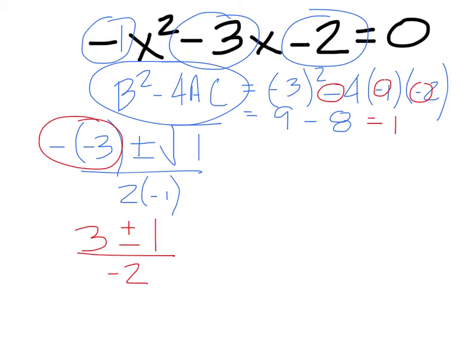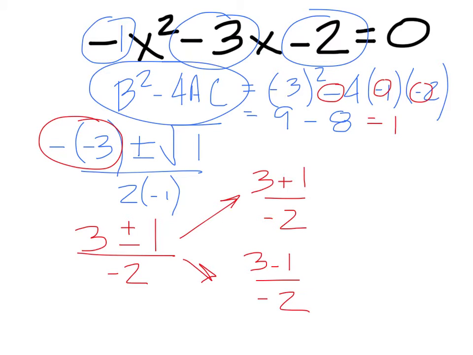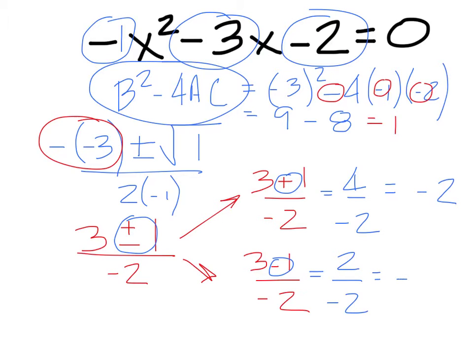So you have 2 problems you must do. You must do 3 plus 1 over negative 2 and 3 minus 1 over negative 2. Alternate the sign, that's what the plus or minus means. And we alternated it here and here. So on the top, 3 plus 1 is 4. Divide it by a negative 2 and you get negative 2. On the bottom, 3 minus 1 is 2. Divide by a negative 2, you get a negative 1. So the answers are negative 2 or negative 1.